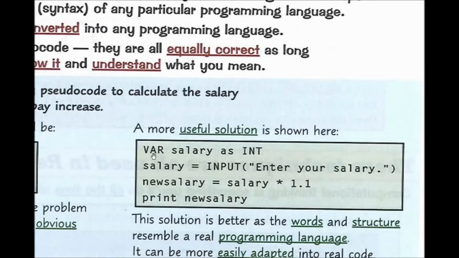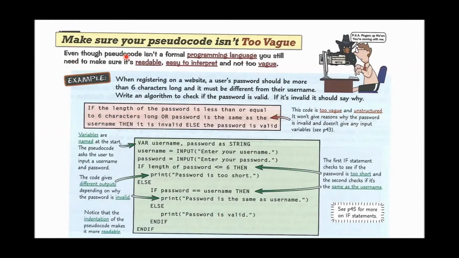So let's go back to this. It says at the top, it sets the salary as an integer. Then it says salary equals input, enter your salary. So it gets the variable salary into the computer. Then it performs a calculation, a multiplication on the salary. New salary equals salary times 1.1, print new salary. That is pseudocode. Even though pseudocode is not a programming language, you still need to make sure it's readable and easy to interpret. Anybody should be able to read your pseudocode and know what it should do.